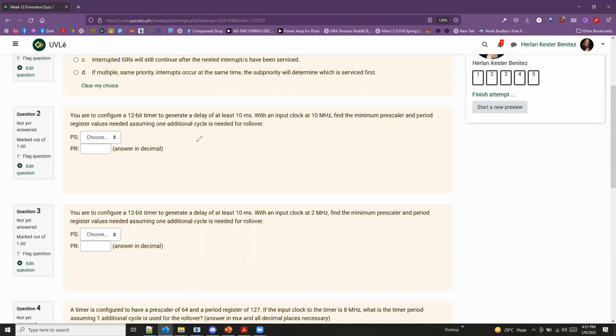First, let's get the number of cycles we need. We need to generate 10 milliseconds of delay, and we have a clock at 10 megahertz. That means 10 times 10 to the 6 cycles per second. So if we want 10 milliseconds and we have 10 million cycles per second, that leaves us with... calculator.